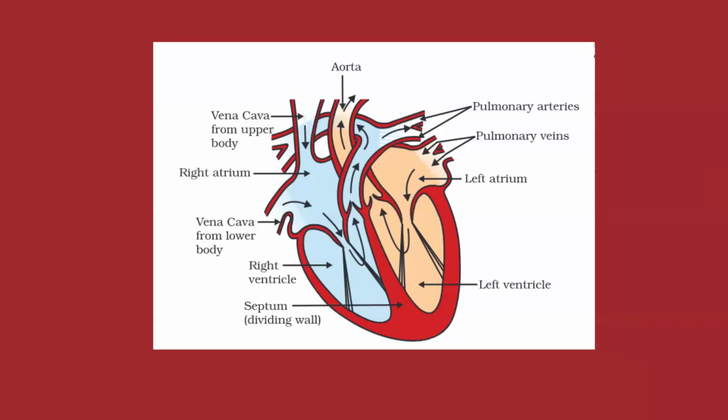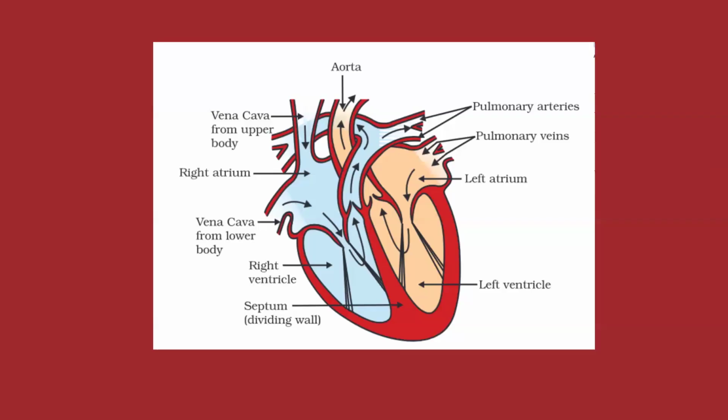So here you can see the vena cava from the lower body. What do you mean by the lower body? It means the lower portion of the body, where the deoxygenated blood is carried by the veins, which are connected to the large blood vessel called the vena cava, which helps to collect deoxygenated blood from the lower parts to the heart.